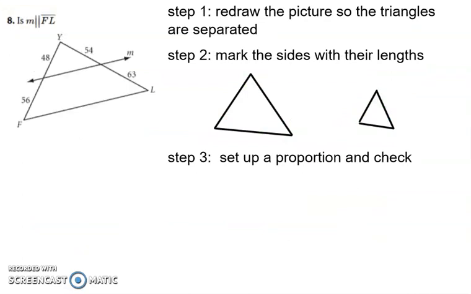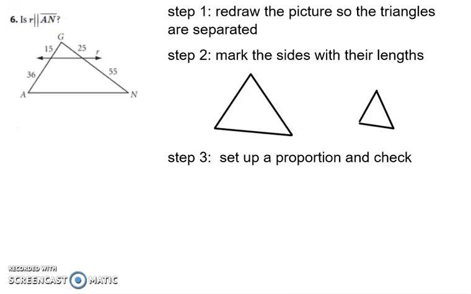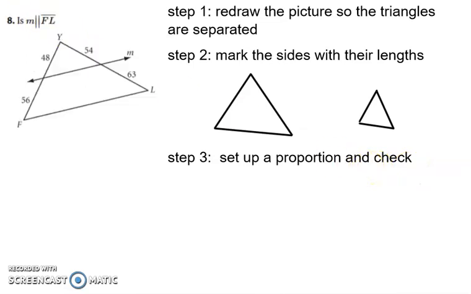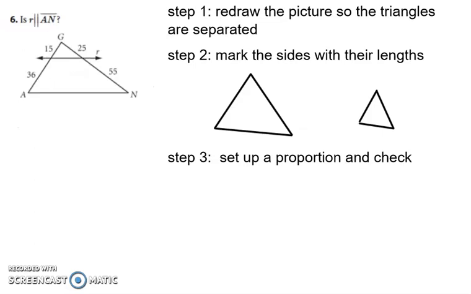In problems 6 and 8, all these problems are actually coming from the textbook as homework problems. Problems 6 and 8, what they're asking is, are the segments themselves parallel? Is the line R and the segment AN? And so we're going to redraw the picture using the information, and then set up a proportion. We're going to check to see if the proportion actually works, and that's what we're going to do in problems 6 and 8. So we're going to do problem 6 together. This is what we did in class today.